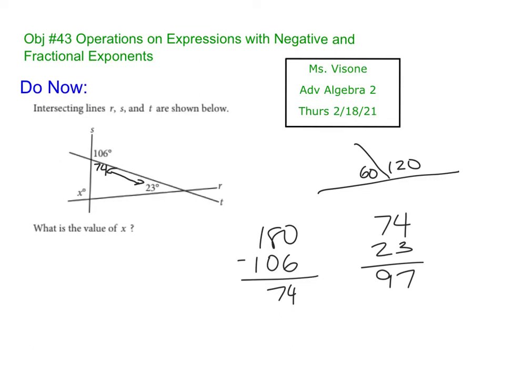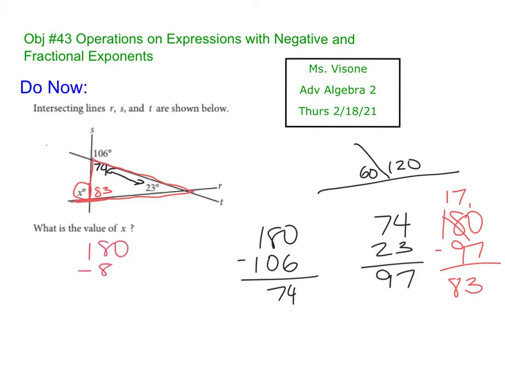I have a triangle. What do the angles in a triangle add up to? 180. So then 180 minus 97 is 83. So that means this angle is 83. So then finally, what is the value of x? These are supplementary. Again, 180 minus 83 brings us back to 97 degrees, and that's your answer.